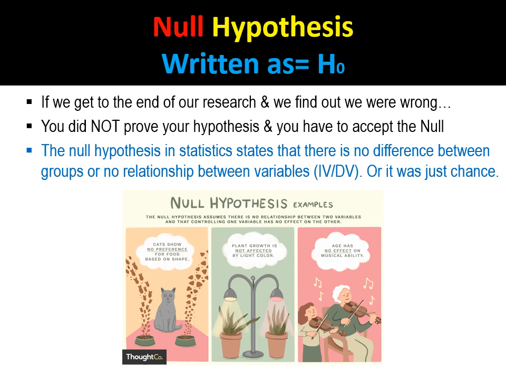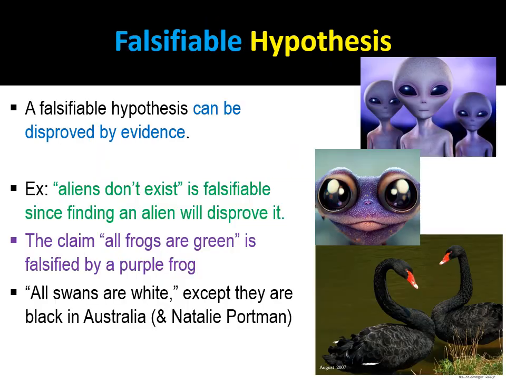So, some examples here. Cats did not show preference for a certain food based on shape. I don't know that cats care if your cat food is shaped like a fish or not. Plants did not grow based on light color, and age did not have an effect on musical ability. So those are examples where you just have to accept the null hypothesis. Sometimes it's a little frustrating if you've been doing your research for 10 or 15 years and you have to start back at the drawing board, but that's just a part of the scientific method.